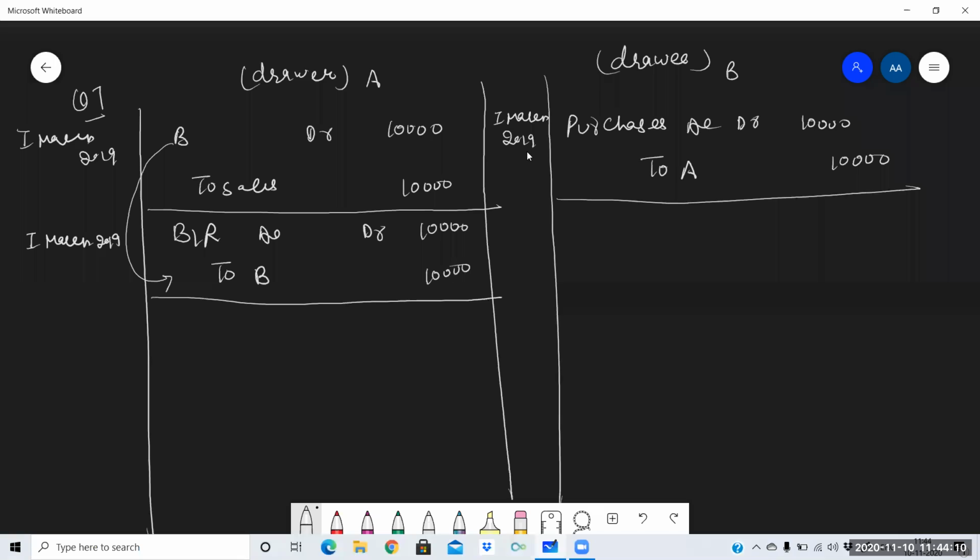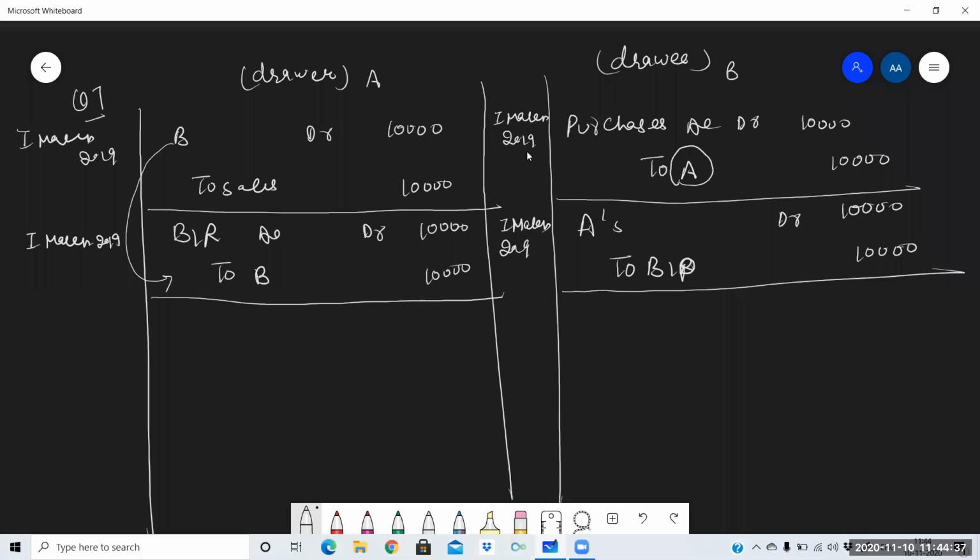And for drawee, it will be BP as he needs to pay this bill. So he will be closing account of A. So A's account debit to BP. A's account will be closed by debiting it. Already it was credited. So to BP, amount will remain same. So the narration for A to BP will be being bill accepted. And in A's book, it will be being bill received.